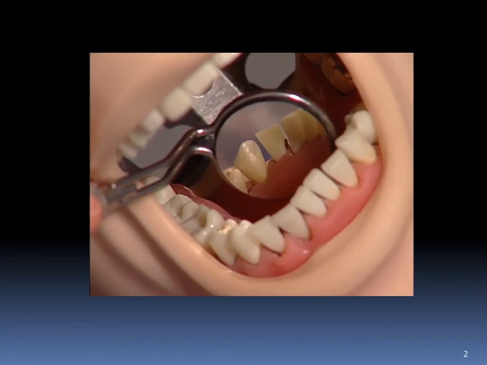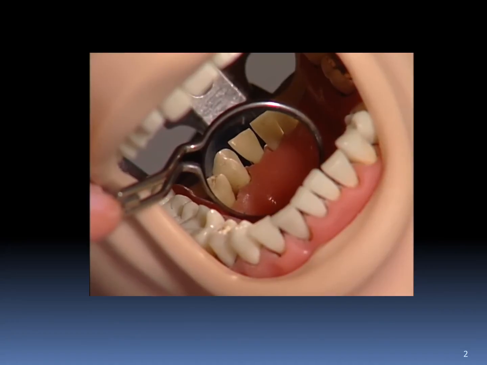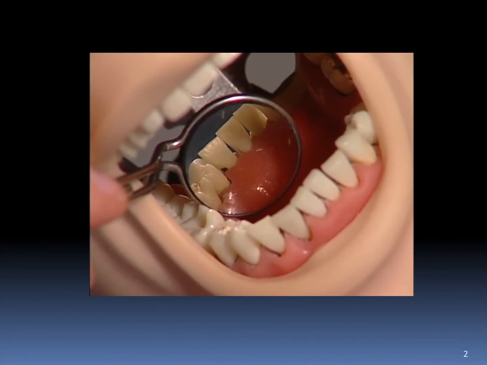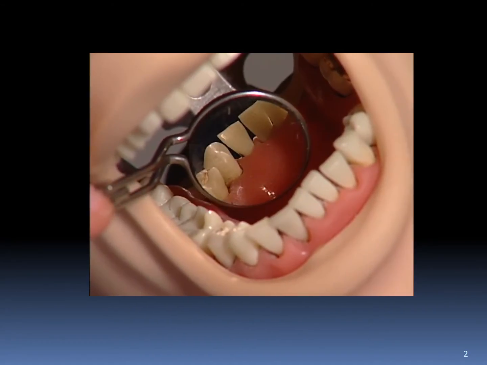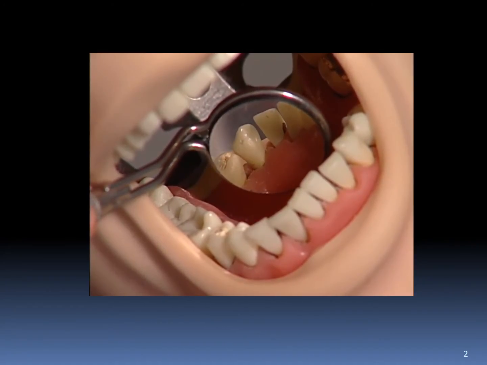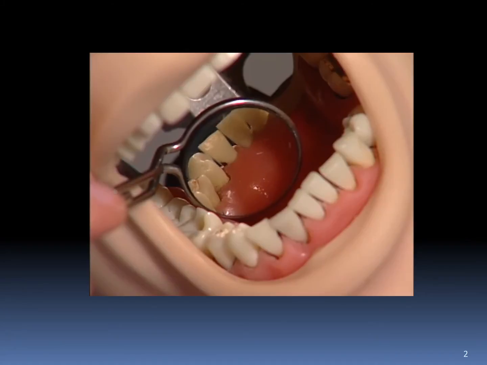Now the clinician repositions the mirror to view the distal surfaces of the teeth. Watch again as the clinician positions the mirror first to view the lingual surfaces, next to view the mesial surfaces, and finally, to view the distal surfaces of the lingual aspect of the mandibular anteriors.